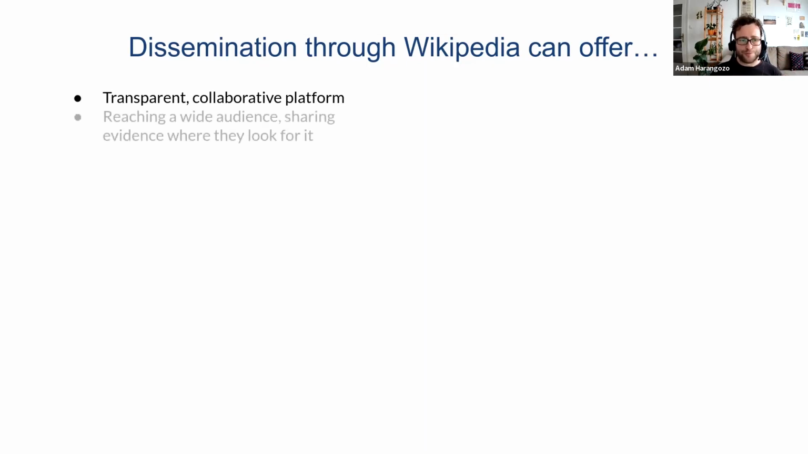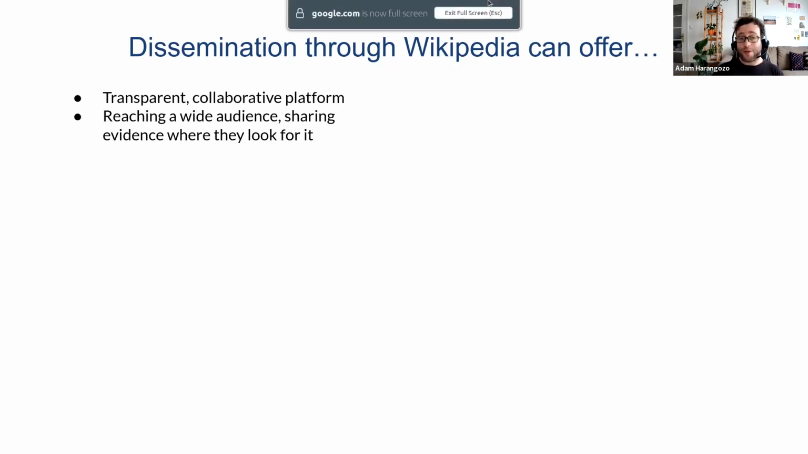So to summarize what using Wikipedia for dissemination can offer: you can use a transparent and collaborative platform to share research. You can reach a very wide audience, the main audience obviously being the general public, but also doctors and medical students, and you can reach people where they're actually looking for information. So there's a high chance if they're reading the cancer screening article, they do want to find out information about cancer screening.